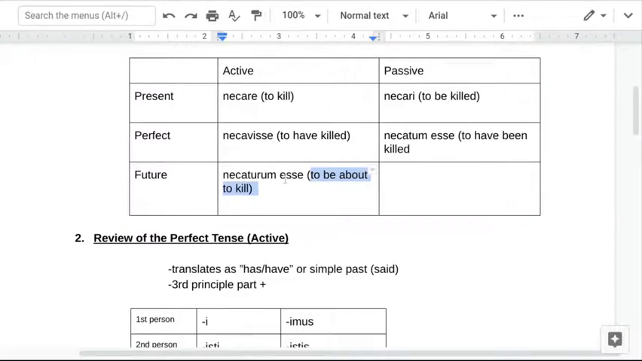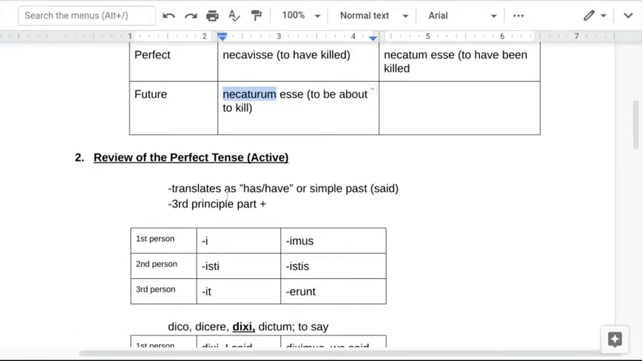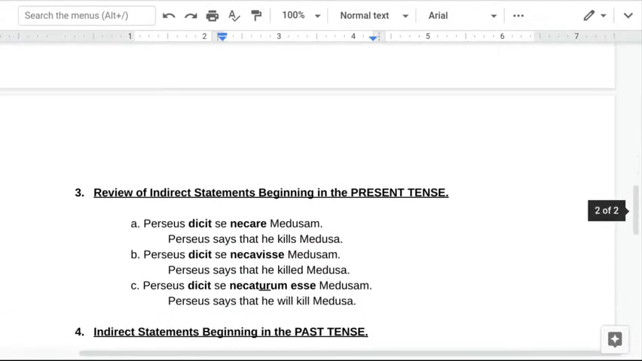But that's literally what you're dealing with here. You're dealing with SE, which is to be, and then you're dealing with this UR form, which, if you remember our lessons on participles, means about to. So, all right.